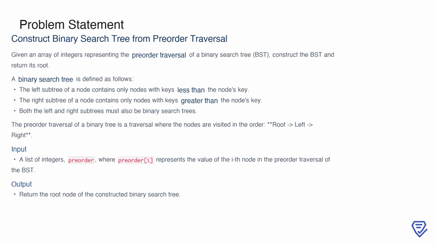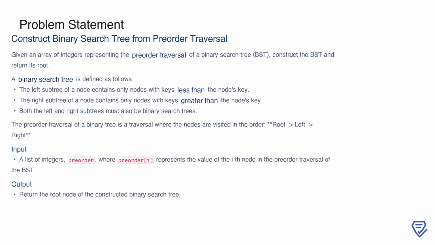This problem requires us to construct a binary search tree, or BST, from an array of integers representing its preorder traversal. In a BST, the left subtree of a node contains only nodes with values less than the node's value, while the right subtree contains only nodes with values greater than the node's value. Both the left and right subtrees must also satisfy the properties of a binary search tree.